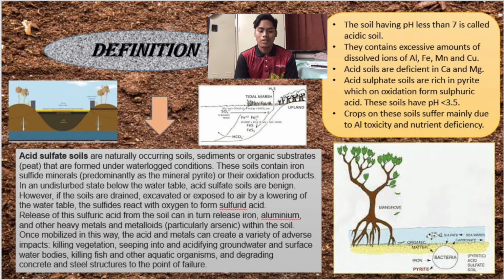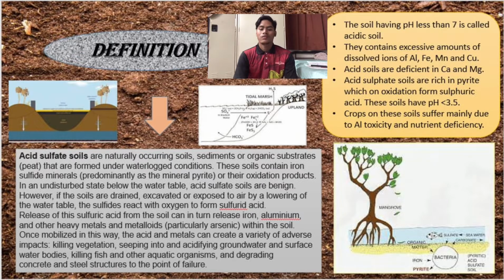Definition of acid sulfate soil. Acid sulfate soils are naturally occurring soil, sediment or organic substance, peat, that are formed under waterlogged conditions. These soils contain iron sulfide mineral, predominantly as the mineral pyrite, or their oxidation product. In an unstable state below the water table, acid sulfate soils are benign.